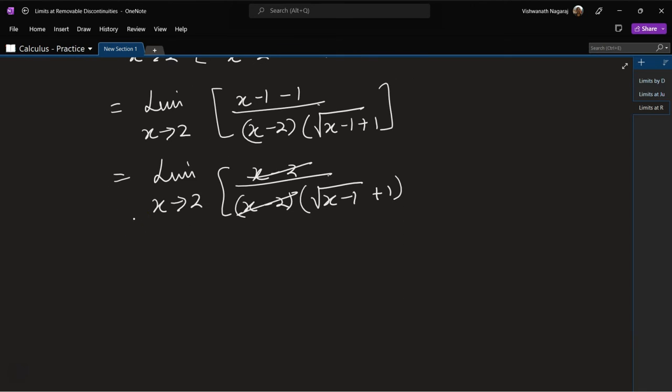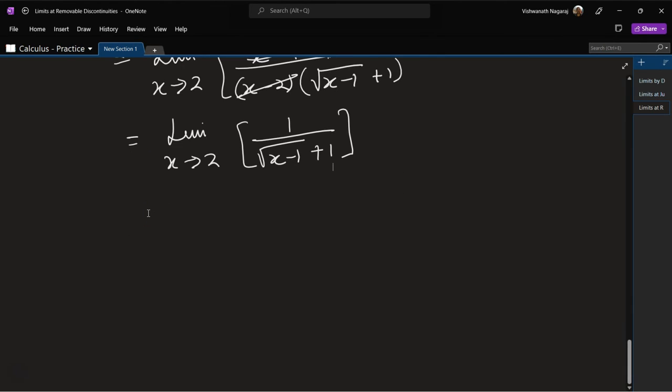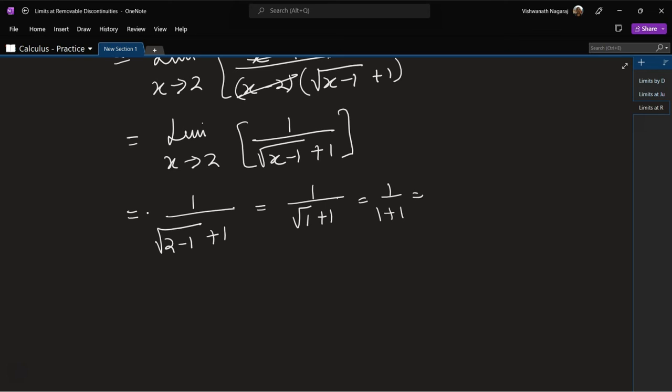X minus 2 cancels out and we have the limit as x approaches 2 of 1 by (square root of x minus 1, plus 1). And now we do the substitution. 1 by square root of 2 minus 1 plus 1, which is equal to 1 by square root of 1 plus 1, which is 1 by 1 plus 1, which is equal to 1 by 2.